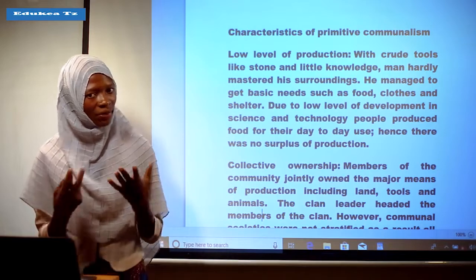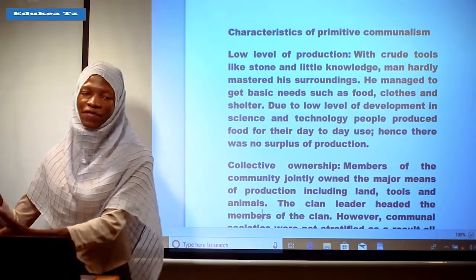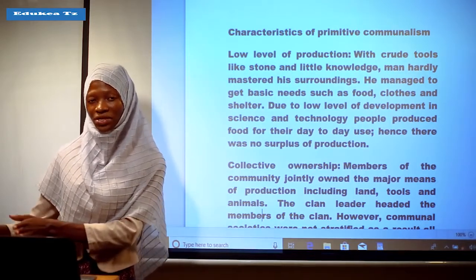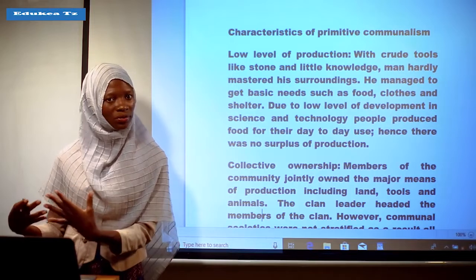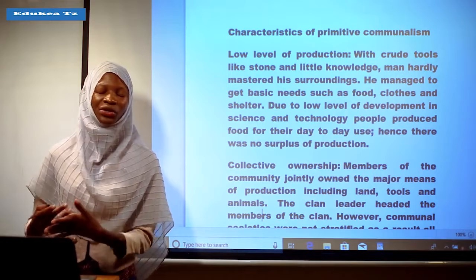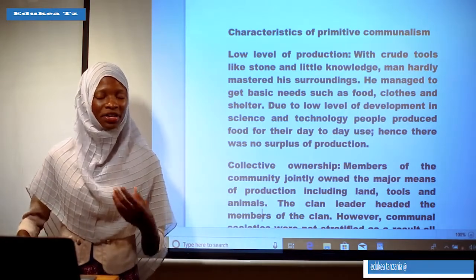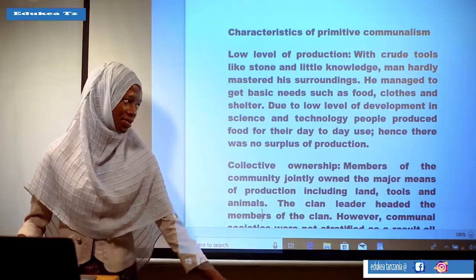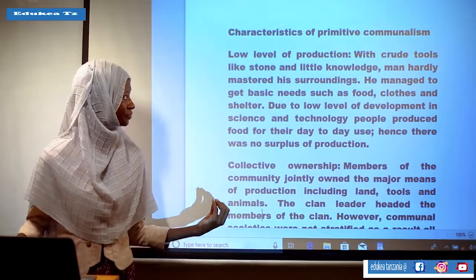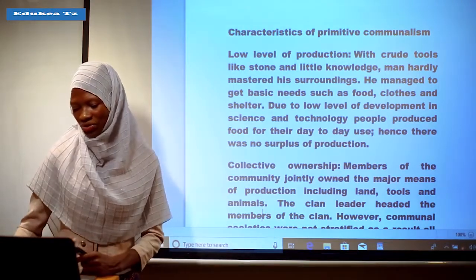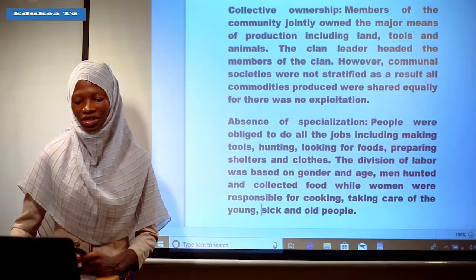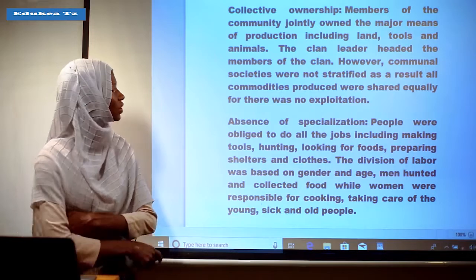Maybe we can produce this, then you can keep this for further use. Or we can produce this for food, then the surplus can be used for selling, for business, or for further use. Maybe I will use it next year or in the coming years. So the very crucial and notable characteristic of this mode of production is the low level of technology.